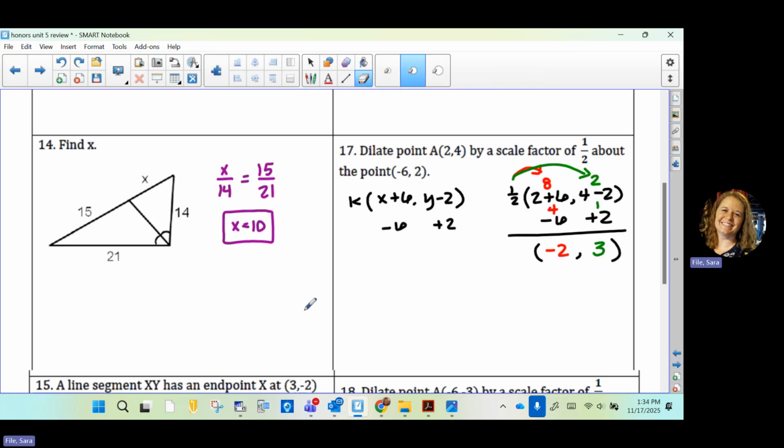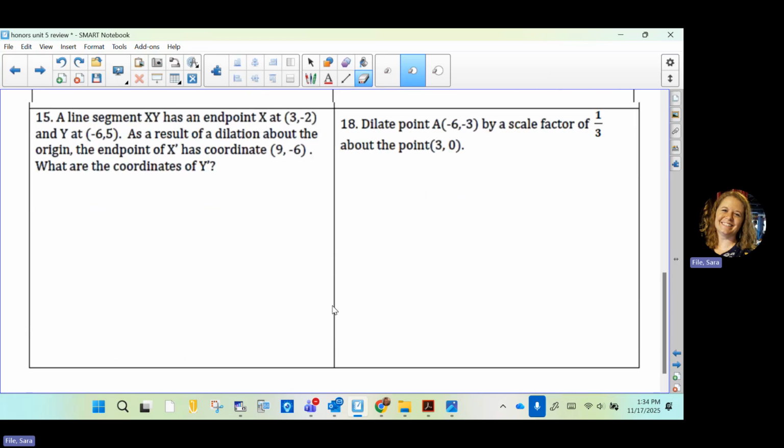I already did 17 in another class. So let's look at 15 and 18. In number 15, it says a line segment XY has endpoints X and Y as a result of the dilation. Okay, so this is similar to another one that I did in another class, so I'll do one with y'all. So I know the original X and I know X prime. So I know the pre-image and the image here.